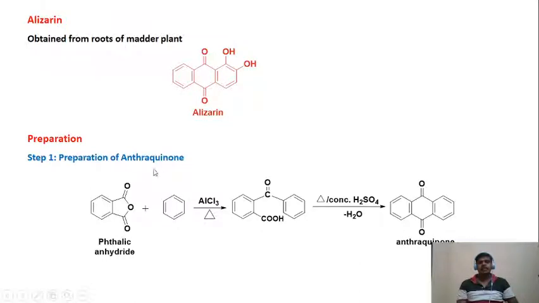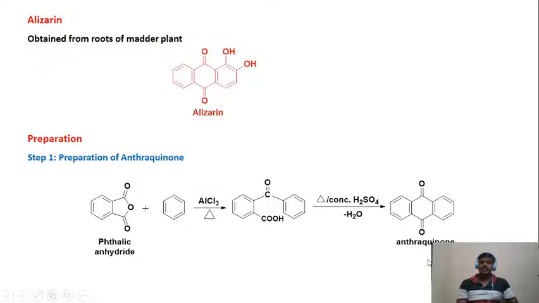First step is the preparation of anthraquinone. This phthalic anhydride reacts with benzene in presence of AlCl3. Heating, this triangle symbol means heating, produces this compound. This compound on again heating in presence of concentrated H2SO4, that is a dehydrating agent, loses H2O: one hydrogen from this carbon position and the OH group from this directly get removed, and this gets attached to the carbonyl group to produce the anthraquinone.